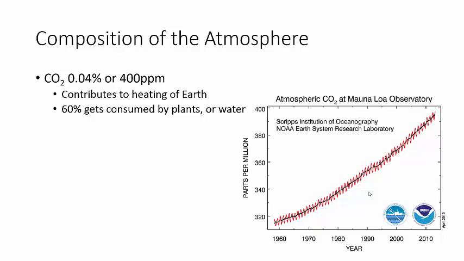Obviously, we all know carbon dioxide contributes to the heating of the Earth, right? Contributes to heating anywhere. Contributes to heating on Venus and so on. Anywhere there's carbon dioxide, it will contribute to heating. 60% of everything that gets output gets taken up by plants or water. Even though you're like, oh, well, we're cutting down our plants or we're outputting too much, it's still 60%.